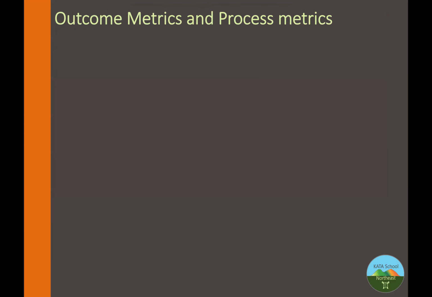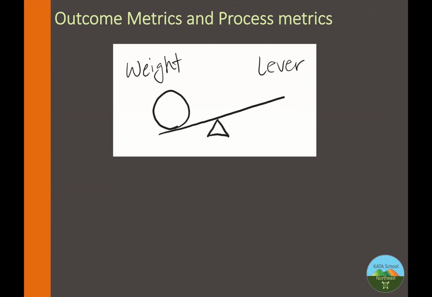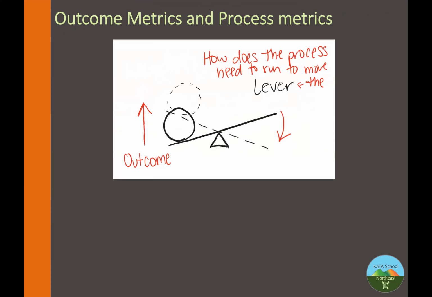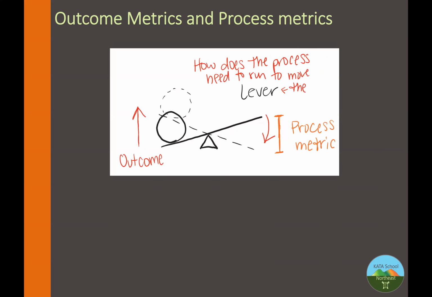So imagine that you have a weight and a lever. The outcome you want to achieve here is to lift the weight up. So the outcome metric is the amount the weight has moved vertically. Now, to do that, you need to move the lever down. This represents how the process needs to run to achieve the outcome of lifting the weight up. The amount you move the lever is your process metric. So weight up is outcome metric and lever down is process metric.